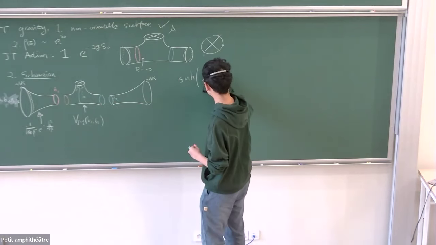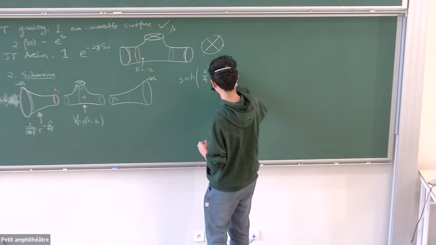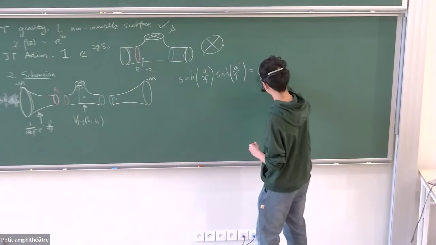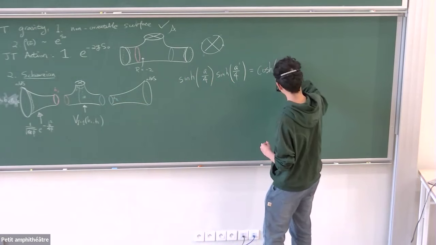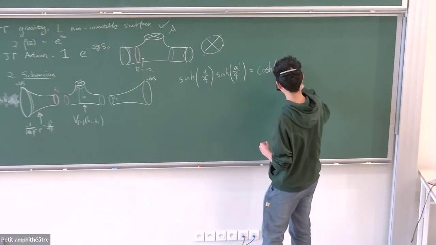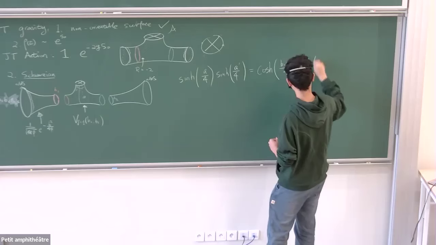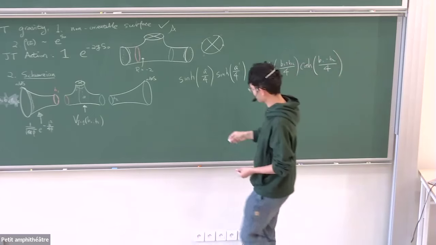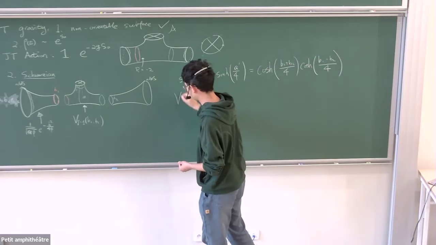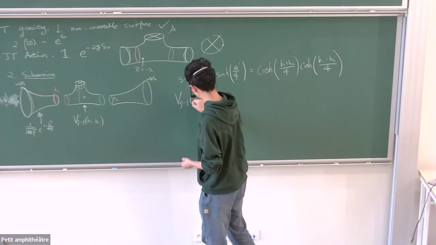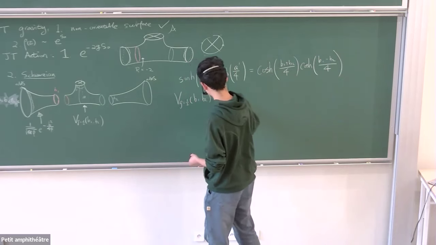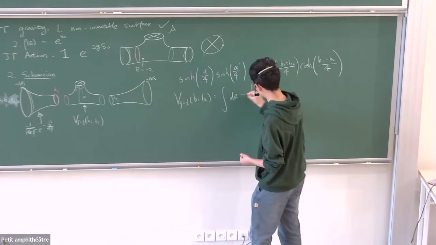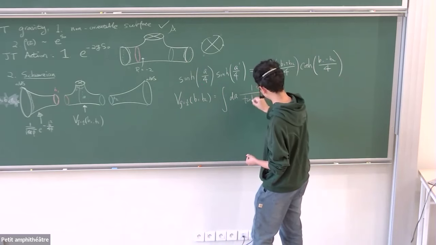They are related by the following condition: cosh of A over 4 times cosh of A prime over 4 equals the following, involving D1 plus D2 over 4 and D1 minus D2. And the volume for that surface will just be an integration over one of those variables, dA, with a specific measure, which I will not explain where this measure comes from.